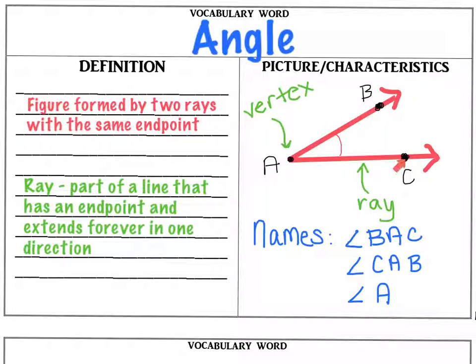I don't need to list these points, so you can just put simply angle A. But you can't call it angle B, and you can't call it angle C. You name the angle by its vertex, or you go ahead and list the other points that are on there. Those are the parts of an angle. So pause the video and copy it down.